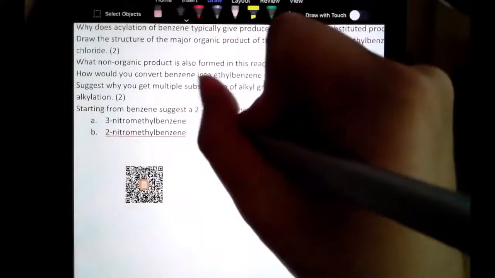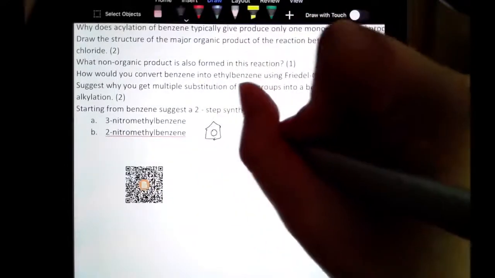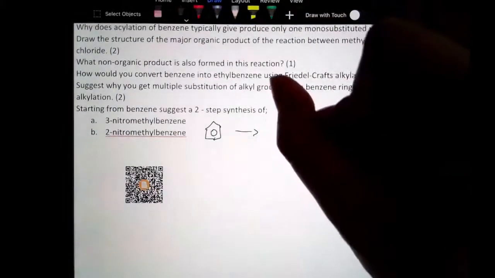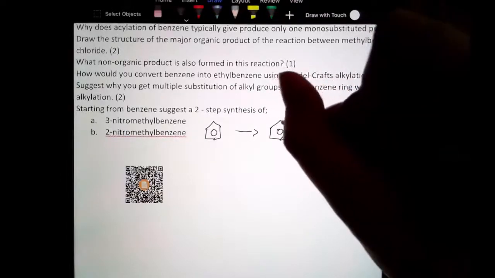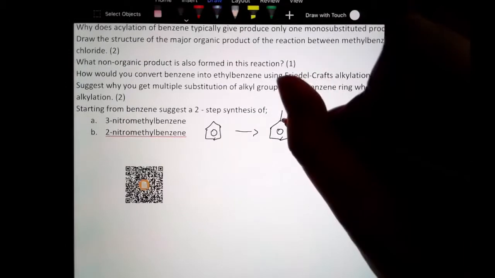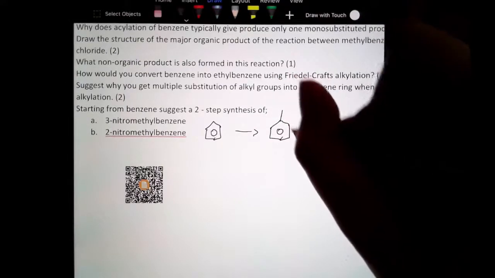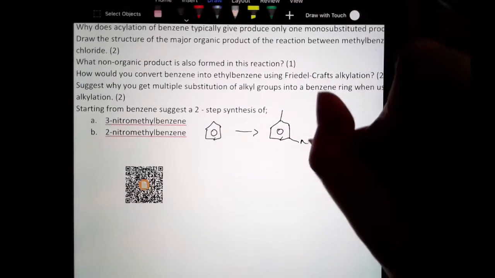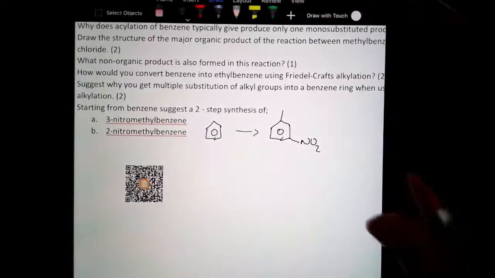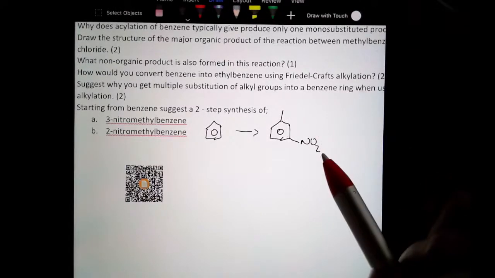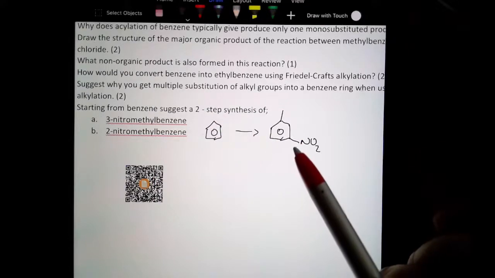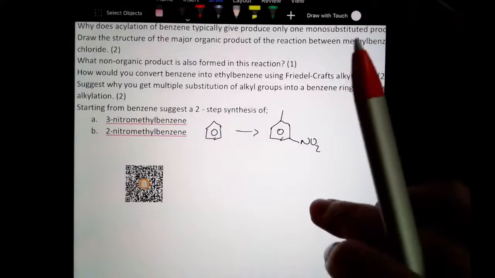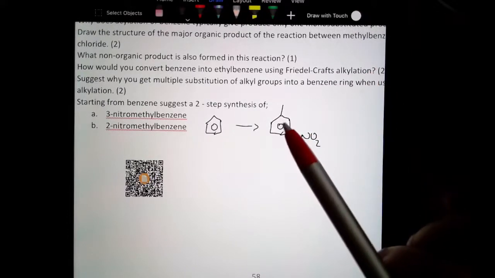So I'm just going to draw what I'm starting with, benzene, and draw what I'm going to try and end up with, which is 3-nitromethylbenzene. So I've got a methyl group, which counts as carbon number 1, and then on carbon number 1, 2, 3, I've got a nitro group, which is an NO2. So I need to add a methyl group and I need to add an NO2 group. So there are going to be 2 separate reactions. You're told this is a 2-step synthesis, but I need to figure out which order I'm going to do this in to get the right relationship.